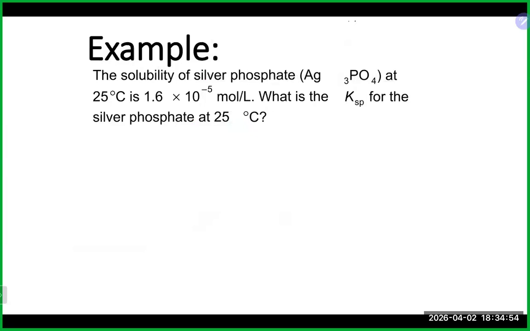The solubility of silver phosphate, Ag3PO4, at 25 degrees is 1.6 times 10 to the minus 5 moles per liter. What is the KSP in this case? So we're looking for the KSP.